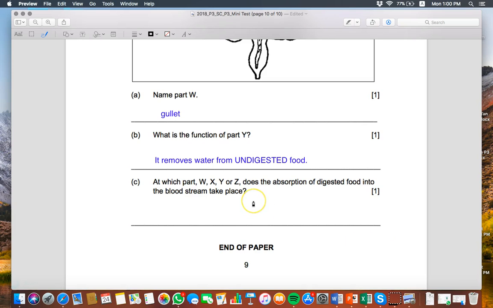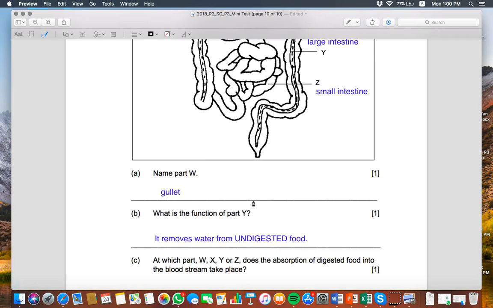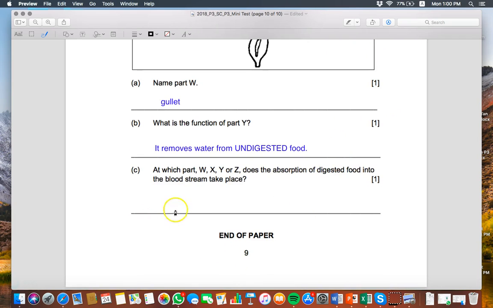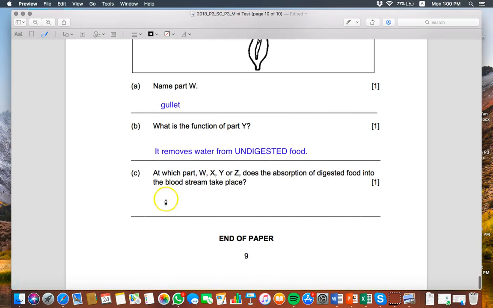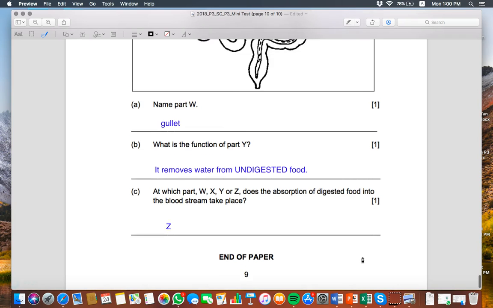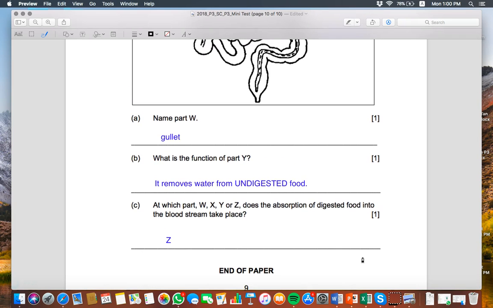Which part, W, X, Y, or Z, does the absorption of digested food into the bloodstream take place? When do we absorb digested food into our body to give us energy? It is when the digestion stops, which is your small intestine. So we cannot write small intestine here. Why? They ask you to label W, X, Y, or Z. So the answer will be Z. Please copy down the correct answer.